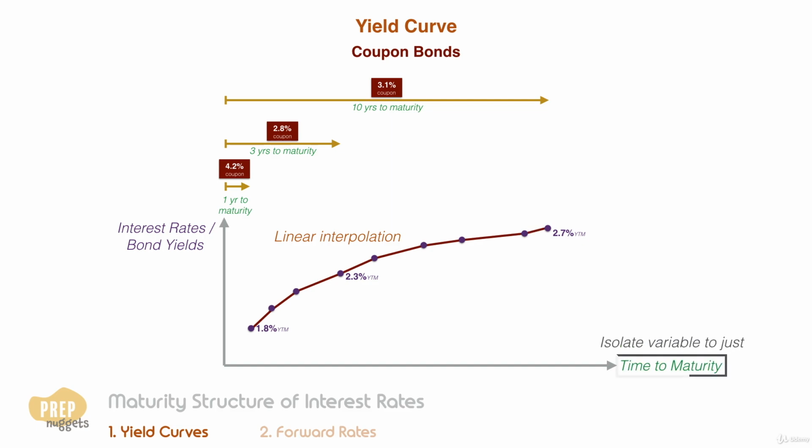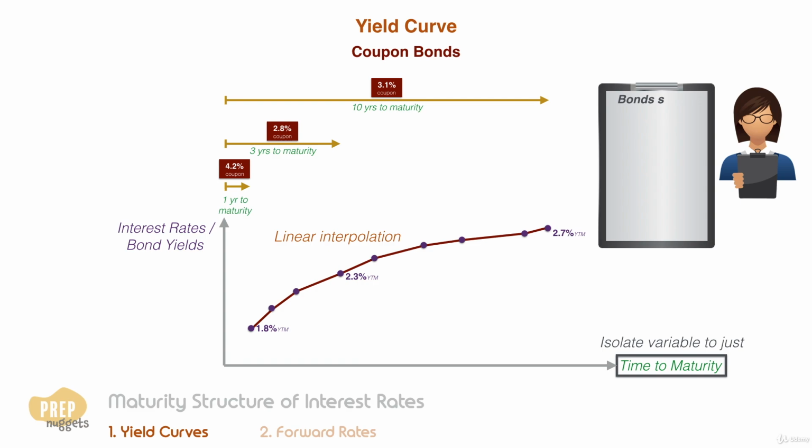Ideally, we want to isolate the variable to just the time to maturity of the bond. So when selecting the bonds, an analyst should make sure that the currency, credit risk, periodicity, liquidity, and coupon rates of the bonds are similar. However, the biggest constraint of using coupon bond yields is that the coupon rates can vary a lot. This means that coupon reinvestment risk for every bond is different, and that violates the basic assumption of all other factors being equal.